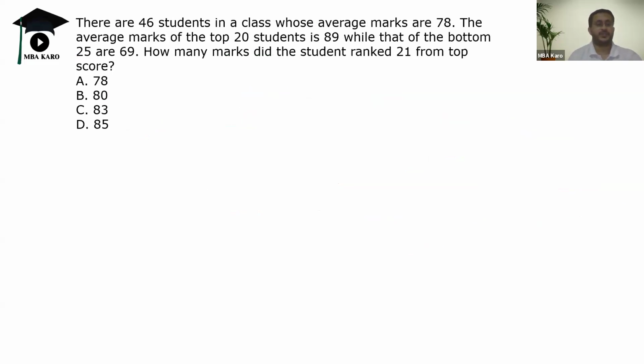Okay, let's see the next question. There are 46 students in a class whose average marks are 78. The average marks of the top 20 students is 89, while that of the bottom 25 is 69. How many marks did the student ranked 21 from top score? So there are 46 students. We are given the average of the top 20 students and the last 25 students. We need to find the marks of the remaining person.